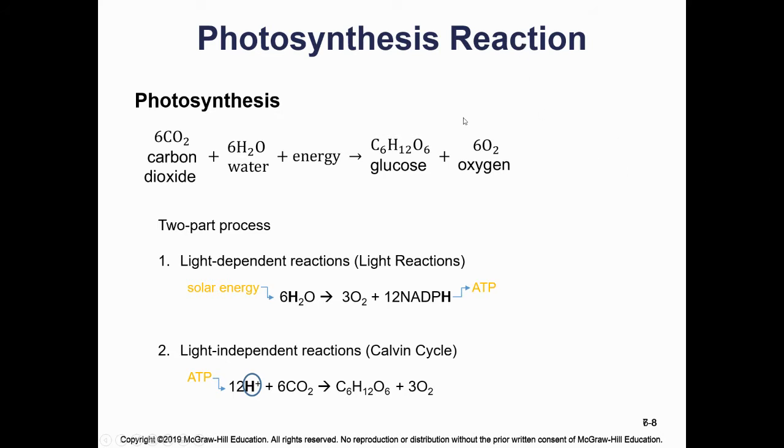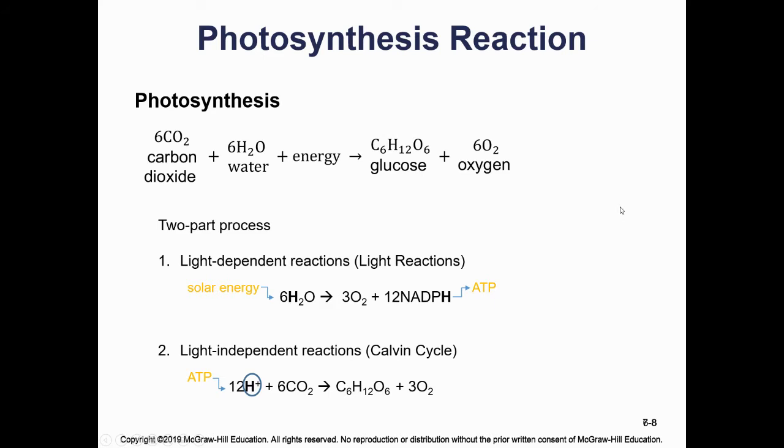If anybody remembers chemistry and stoichiometry, I've got the law of conservation of mass. Whatever elements I start with, I have to end with. I have 6 carbons here, 6 carbons here. I have 12 oxygens and another 6 here, so 18 oxygens. I have 12 hydrogens, and I already accounted for these. And then that energy is used to build this glucose from those.